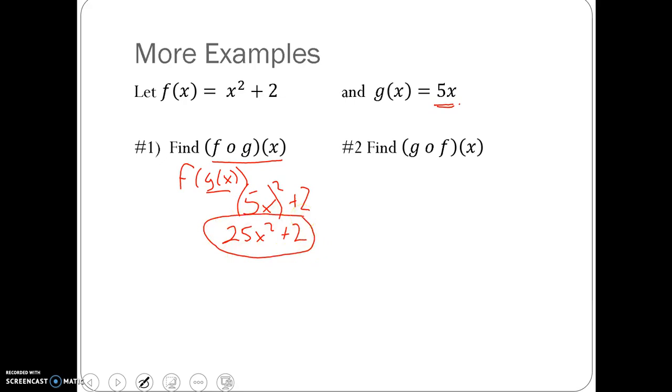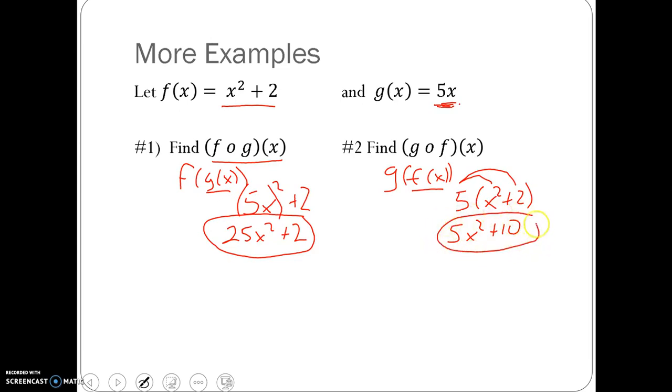If I want to do the other one with them switched around, g of f of x, I can also write this as g of f of x. It really means the same thing. What I'm going to do is take the f of x function, which is x squared plus 2, and stick that into the g of x function whenever I see an x. Instead of 5x, we're going to have 5 times (x squared plus 2). I could simplify that by distributing the 5. I would have 5x squared, and then 5 times 2 is 10. And so that's what those two functions look like, and they are different.